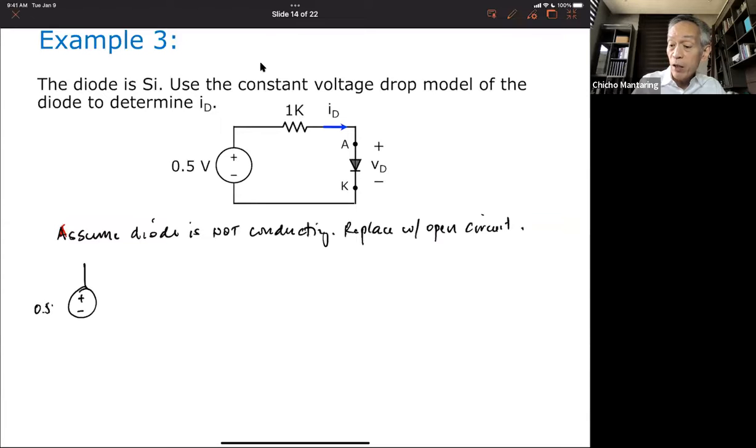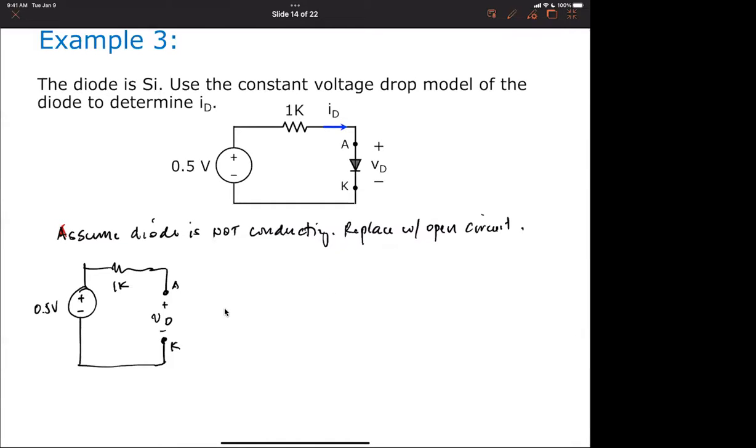You'll have 0.5 volts. You have 1K. So now I have an open circuit here. This is my anode terminal. This is my cathode terminal. And what I have to determine now is the voltage across my diode terminals with the anode positive with respect to the cathode. Okay, what is V sub D equal to? Can someone just shout it out? Ano yung magiging value ng V sub D? Can I hear from you guys? Albert, ano magiging value ng V sub D?